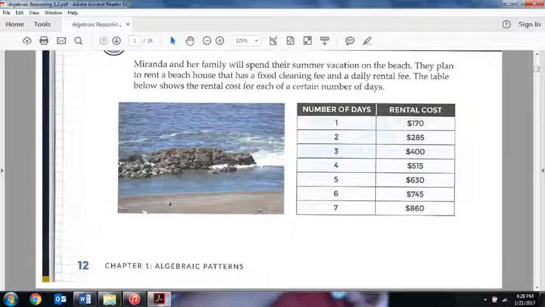Miranda and her family will spend the summer vacation on the beach. They plan to rent a beach house that has a fixed cleaning fee and a daily rental fee. The table below shows the rental cost for each of the certain number of days. Pause this and read that again yourself, just so we're on the same page. Alright, so they rent a beach house that has a fixed cleaning and a daily rental fee.